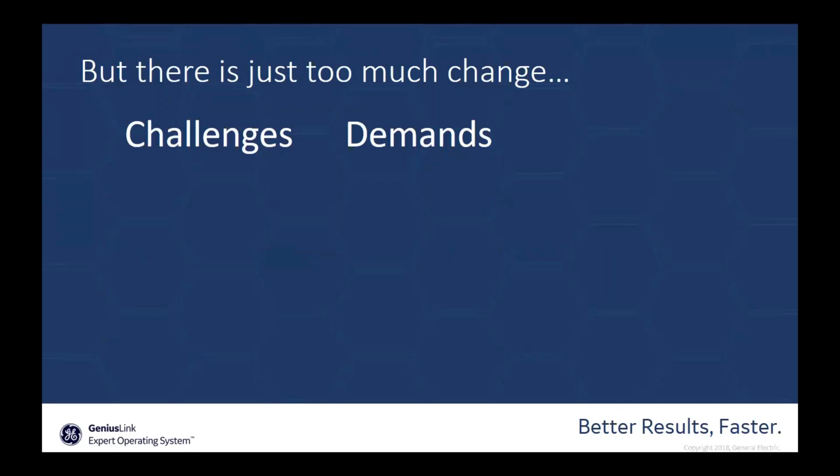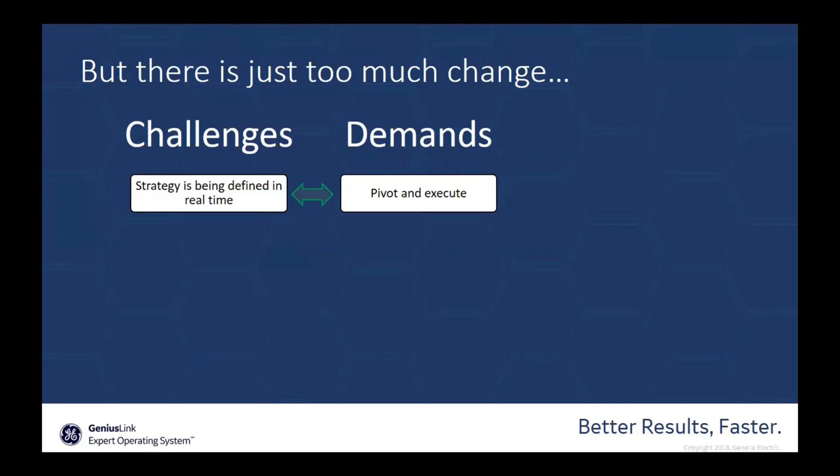But one thing that we find when we're asked about this service quite often is that there's too much change to take anything like this on. It's just too busy. There's too much going on. We have challenges and demands, and that's true, right? And some of the challenges we face is that our strategy is being defined on the fly. It's just literally day by day, and the demand is, I don't care, you've got to pivot and execute.